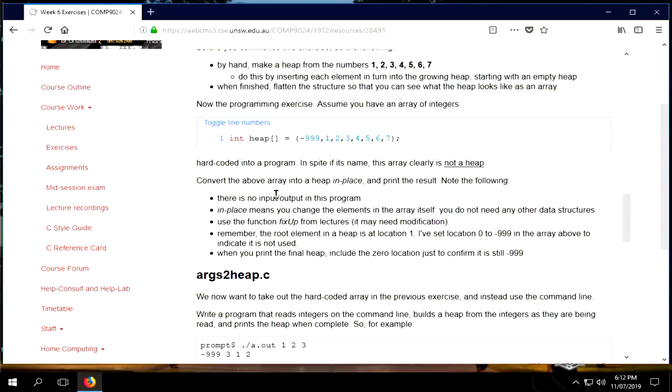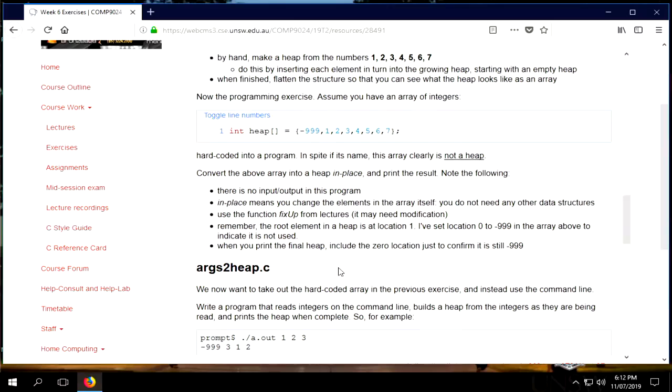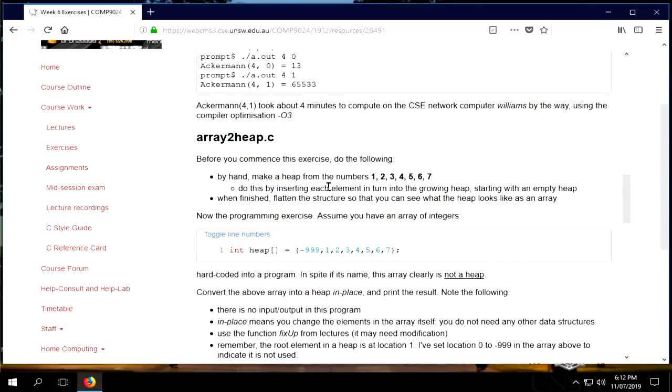The first thing I ask you is, at the top here, before you commence this exercise, do the following. By hand, make a heap from the numbers 1 to 7. Do this by inserting each element in turn into a growing heap, starting with an empty heap. When finished, flatten the structure so that you can see what the heap looks like as an array. This is your test case. 1, 2, 3, 4, 5, 6, 7 is your input, the fixed array, and when you print it at the end, it should come out as a heap structure.